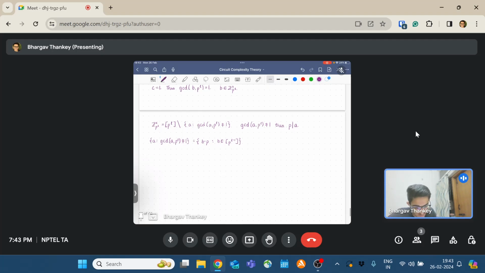Yes. So what is the size of this set? The size is p to the l minus 1, right? Because b goes from 1 to p to the l minus 1. And so the size of Z cross p to the l is the size of this minus the size of this. The size of this is p to the l. So is this fine? Yes. So the next one is sort of similar.